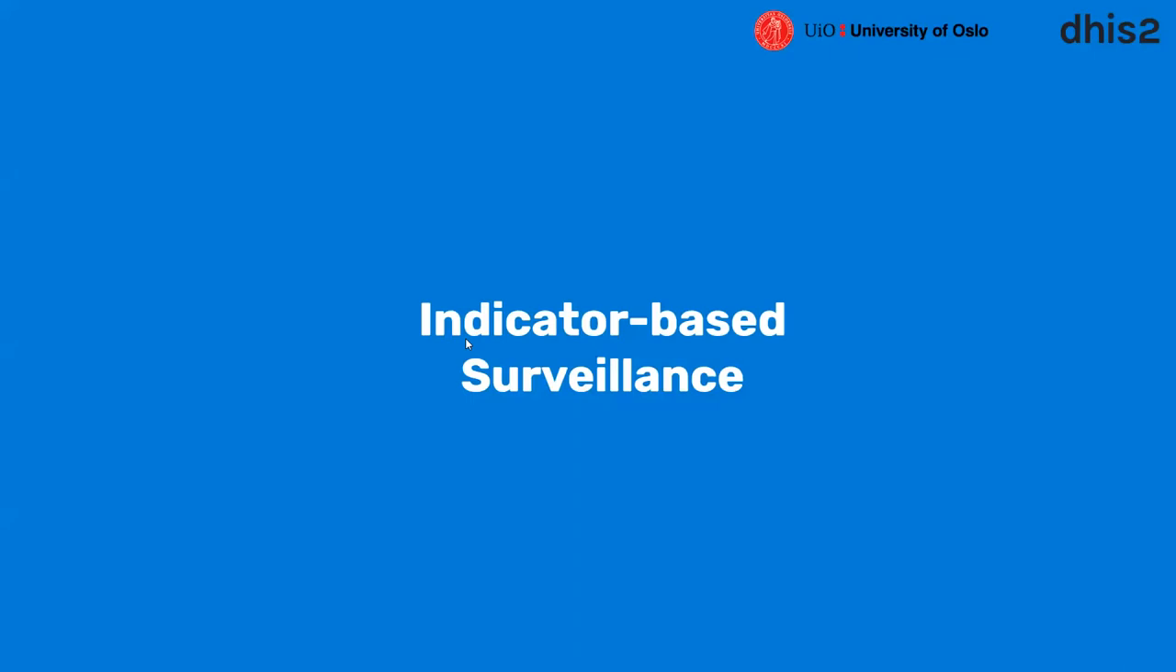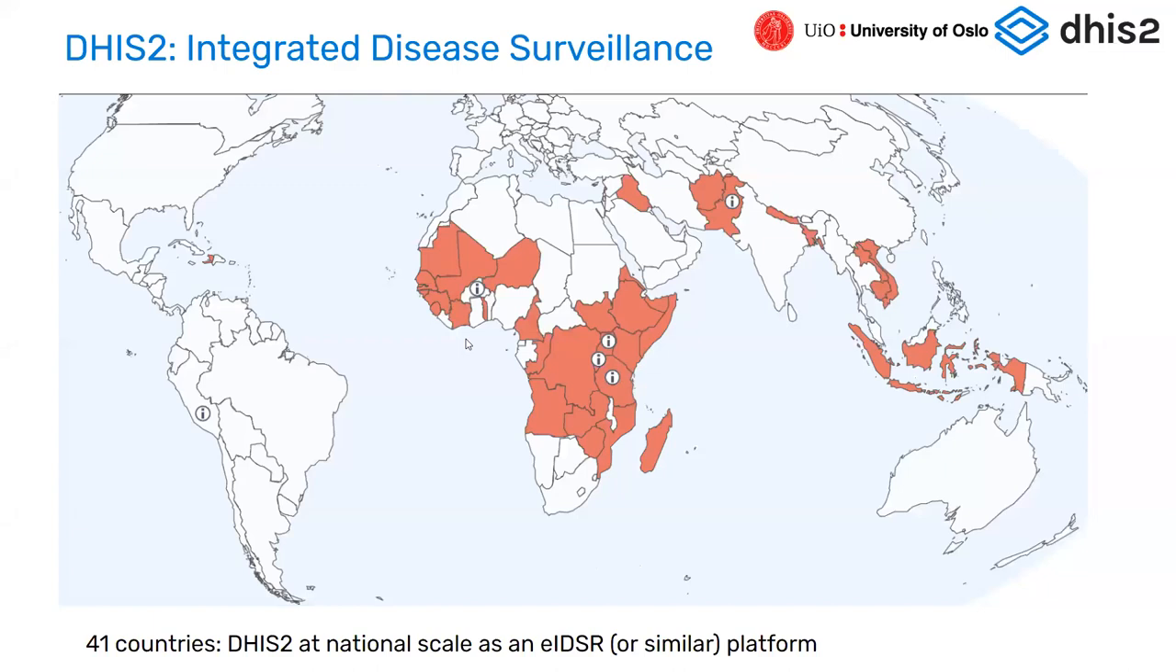This is where most countries actually start using DHIS2 with their indicator-based surveillance, because for them, it was just natural. It starts mainly at the facility. They report on everything else. So why not report on my IDSR as well? And this has really, really scaled.